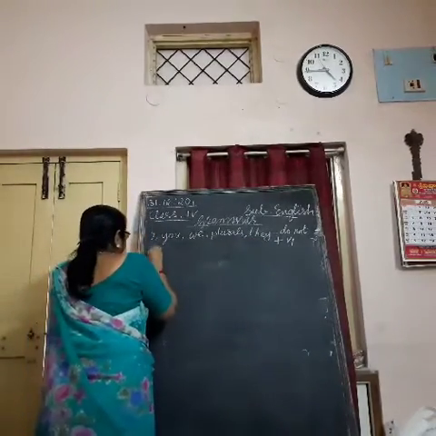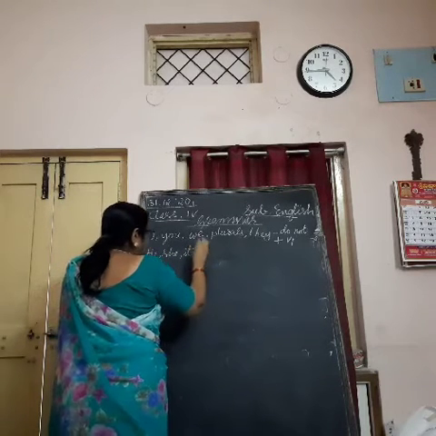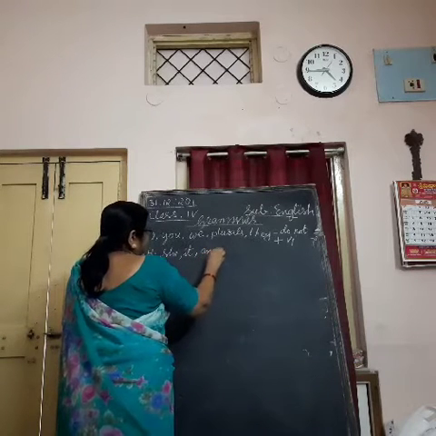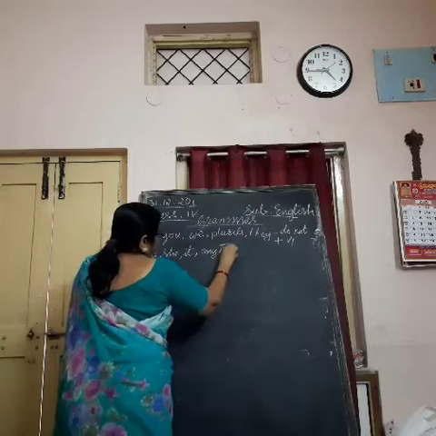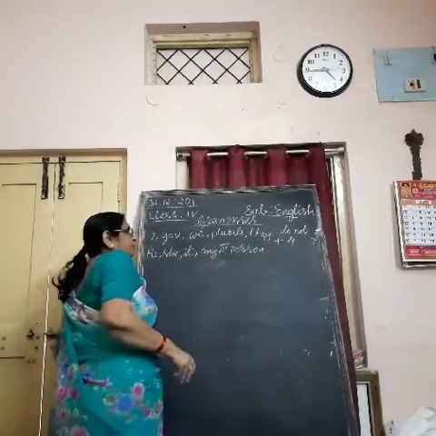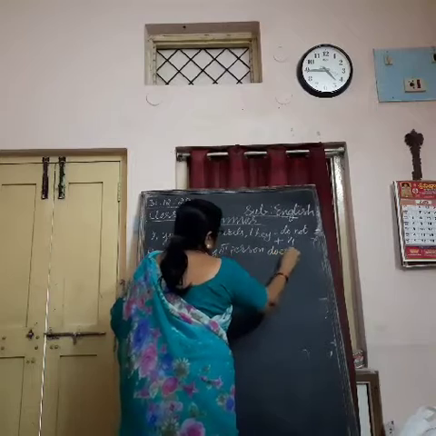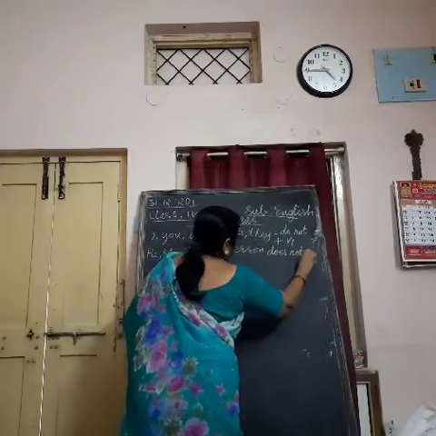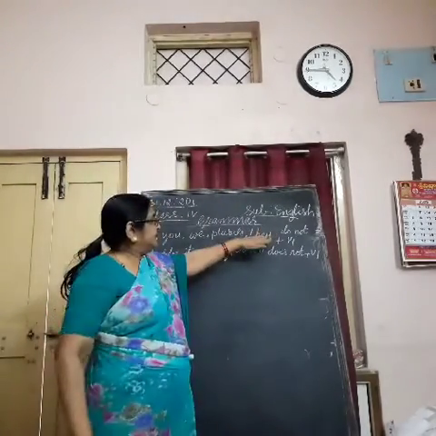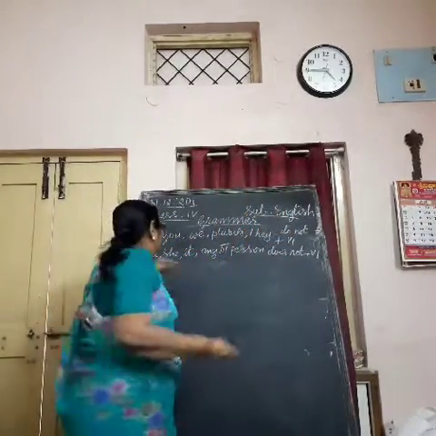When he, she, it or any singular form, any third person like Raju, Ravi, my brother, my father, my mom, my relative, like that, you are using does not plus V1 form. V1 means base form. Simple present tense, do not or does not. For past tense, use did not.